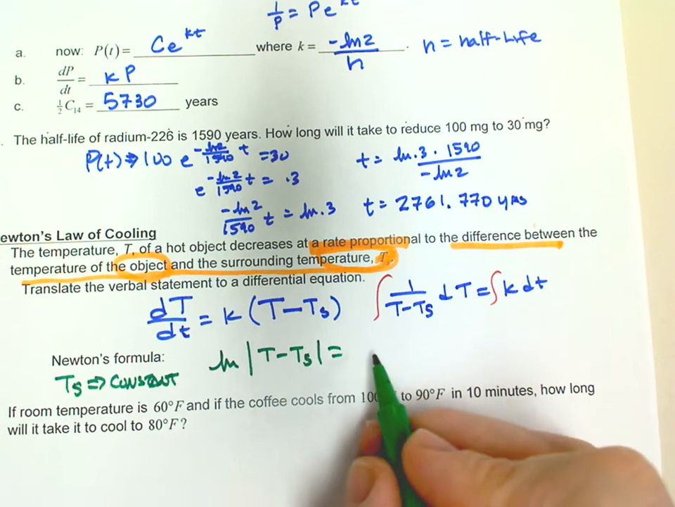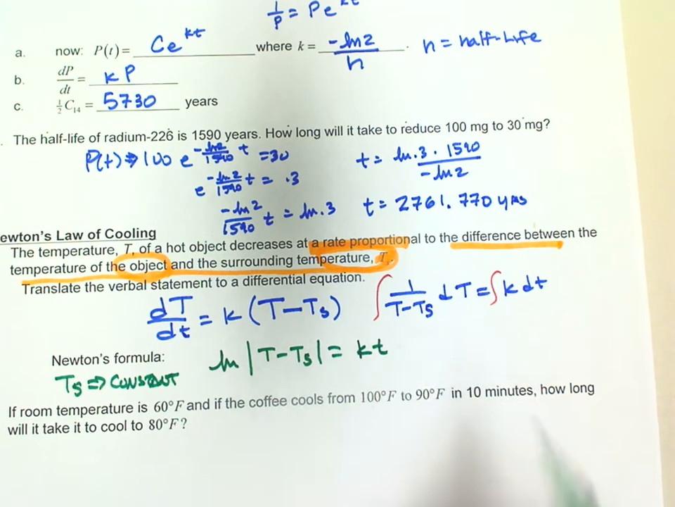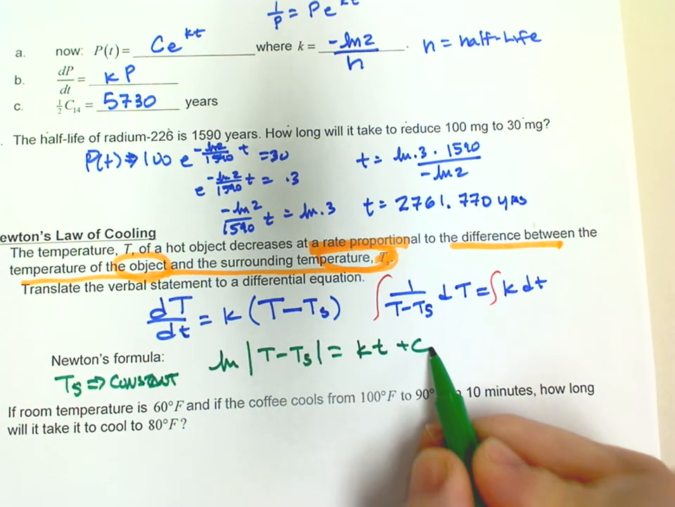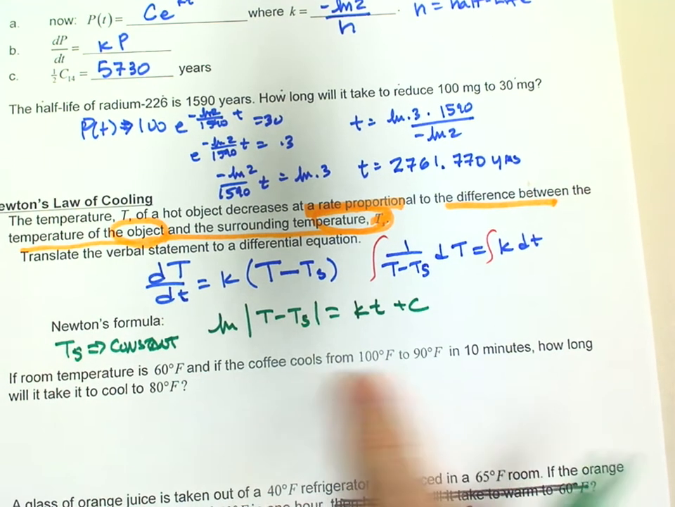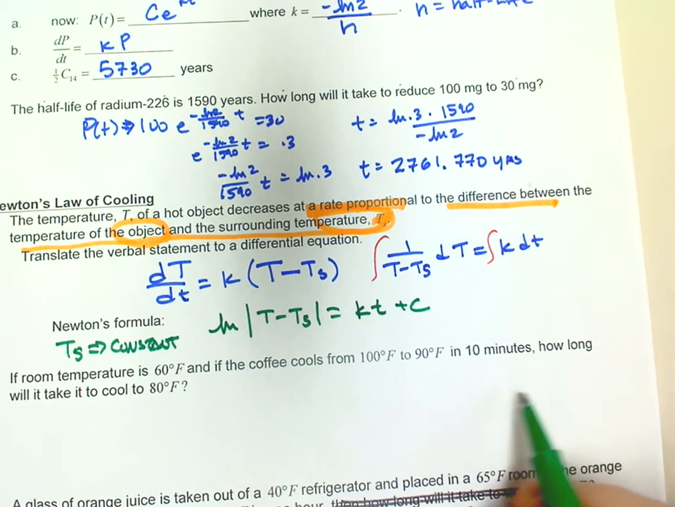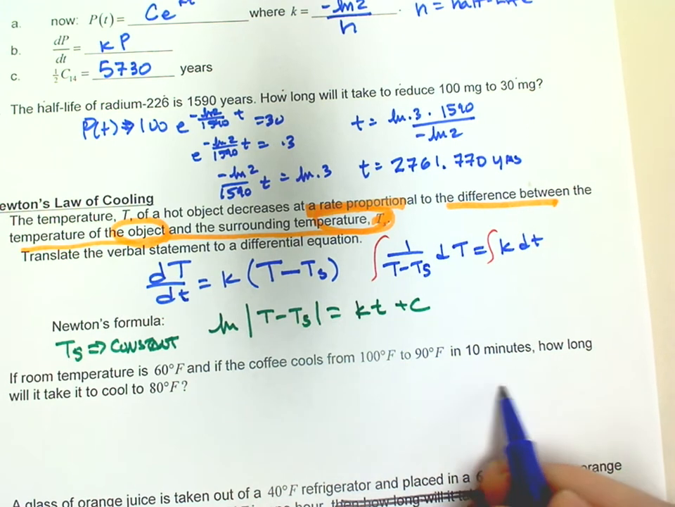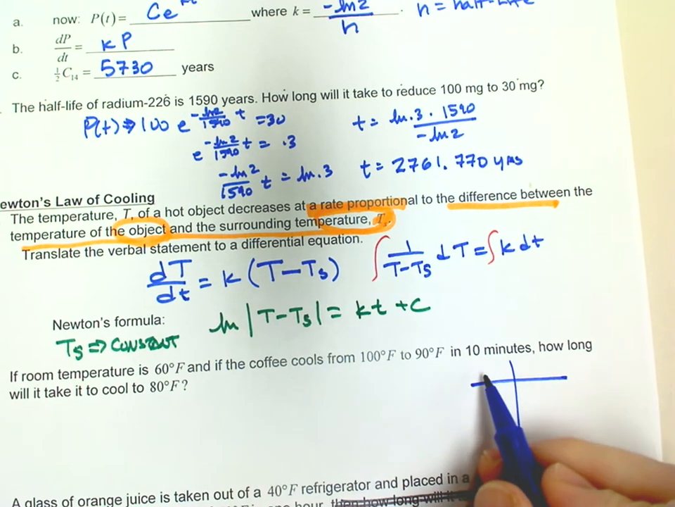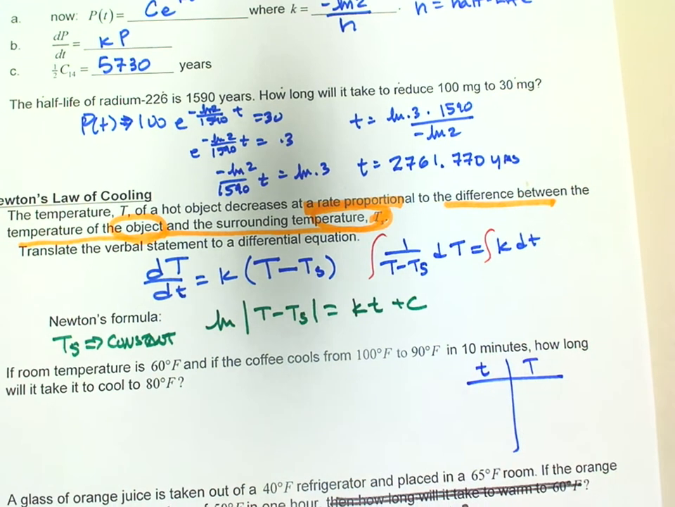And you'll see that this will be a k times t, our time, plus some other constant. So let's use that to solve this problem here. Usually what I like to do on these is go ahead and set up a table of values based upon what they give me, comparing T and capital T.